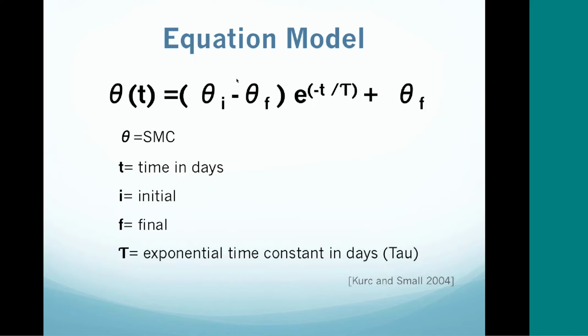So here's the equation model that we used. You have theta as soil moisture content, t is time in days, i is initial, f is final. But here's our variable that we were looking for throughout this whole entire project. Tau is the dry down rate. So how much does the soil dry down? That was given to us in this equation right here, and it was proposed in Kirk and Small's paper.